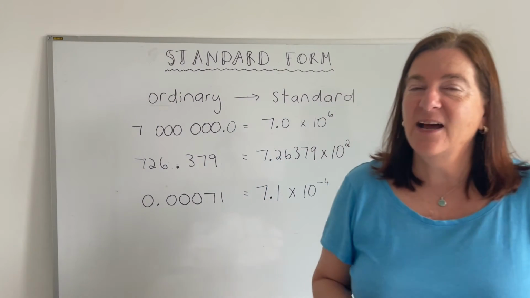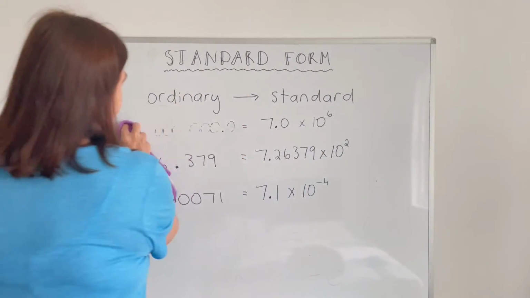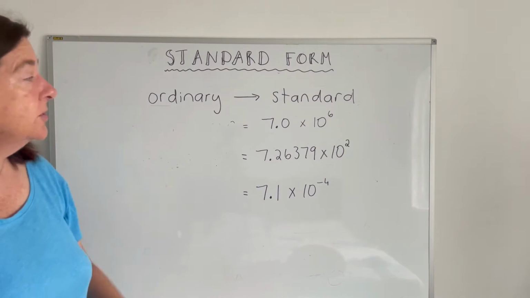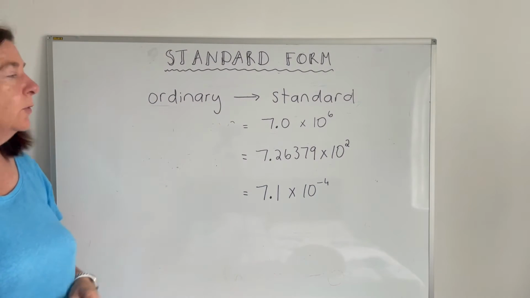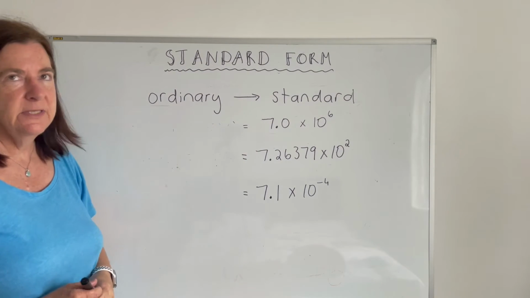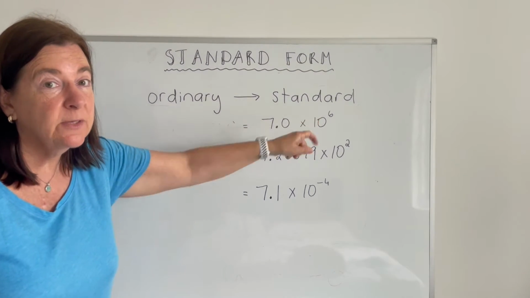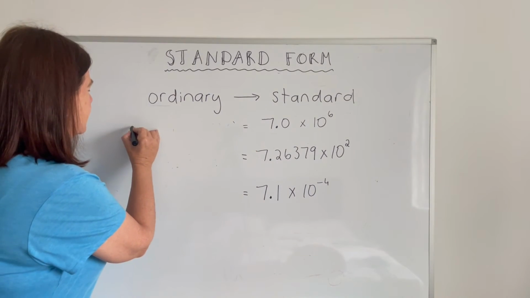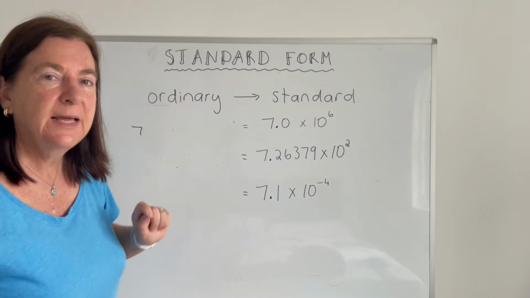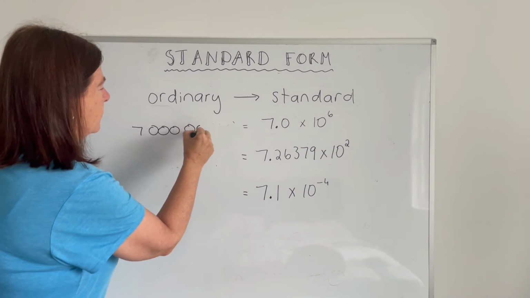Okay, let's now look at the reverse. So now if I rub out this side, the question is convert standard form to ordinary form. So now, if we've got 7.0 times 10 to the 6, you know that that means it's going to become a bigger number because it's a positive index. So this is going to be 7, and we're going to move the comma 6 places to make it bigger. So 1, 2, 3, 4, 5, 6.